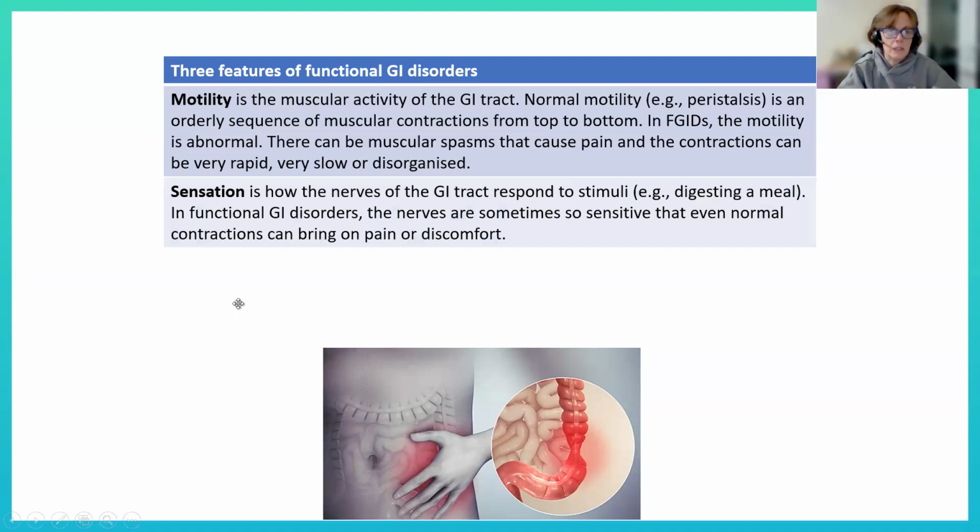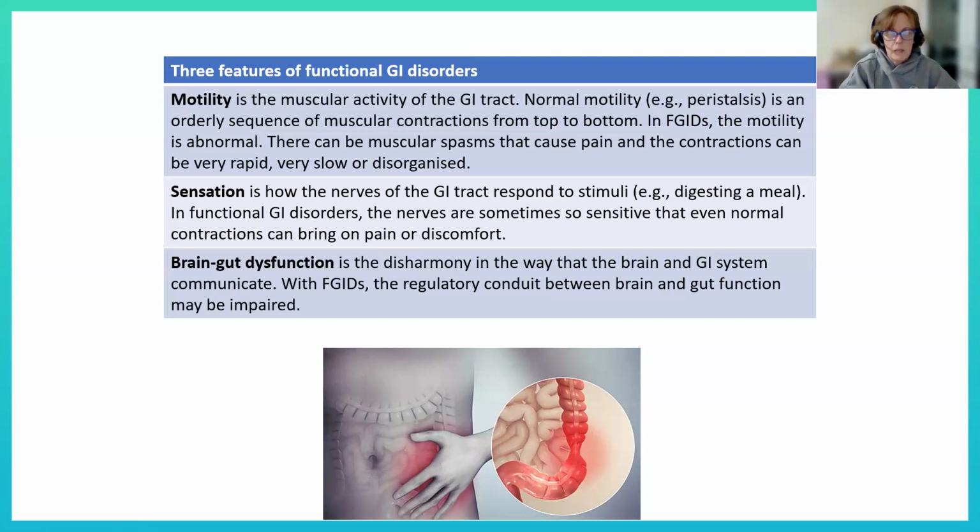So another thing that is a feature of gastrointestinal disorders, functional gastrointestinal disorders, is sensitivity. So it's how the nerves are responding to the stimuli. So how they respond to digesting a meal, functional issues with the nerves. Sometimes they can be really sensitive. Neural pain is quite intense, and also obviously any sort of contractions of muscle can bring on pain then in the nerves if there's a nervous problem.